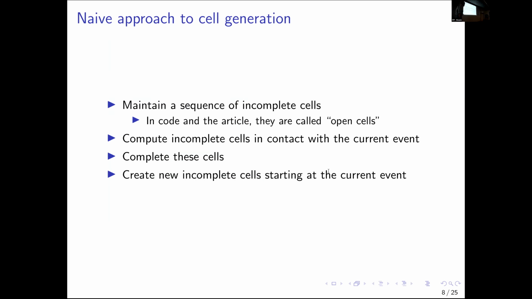This is just the way it works. Every time your sweep line meets a new event, what you do is you detect what are the cells that are in contact with this event. And for all of them, you say, well, now we know their right-hand side, and you close them. So you complete them. You make them complete.